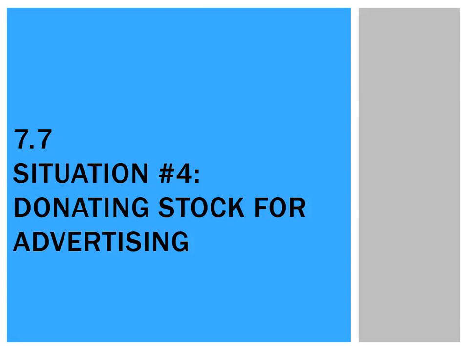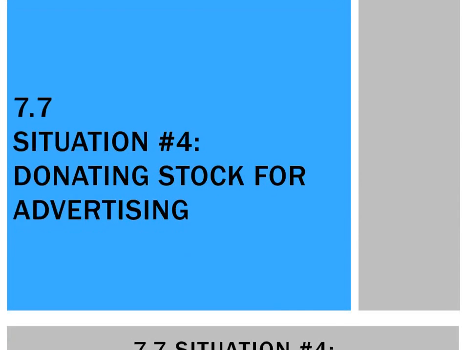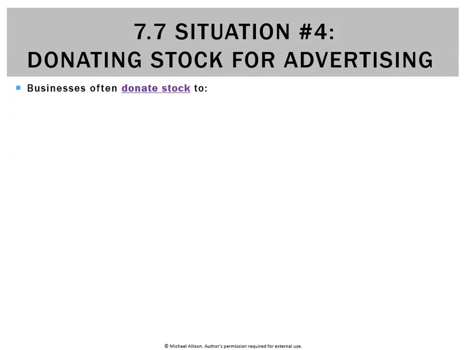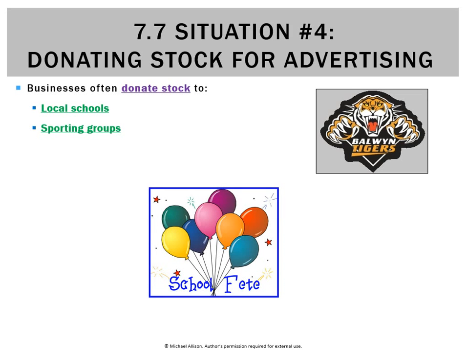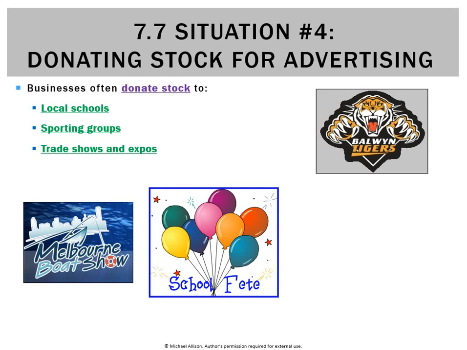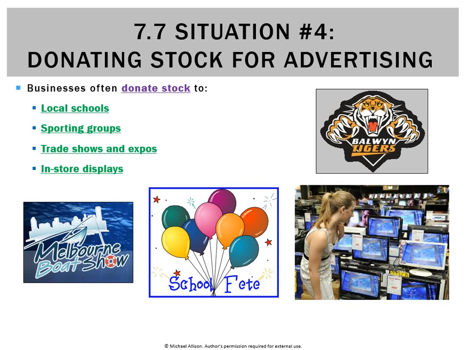The next general journal transaction is donating stock for advertising. So this seems like quite an unusual transaction, but it's quite common in VCE accounting. And what it is, the business might donate stock, say, to a local school for its fete, maybe to the local footy team, to a trade show, or it could even be for an in-store display.